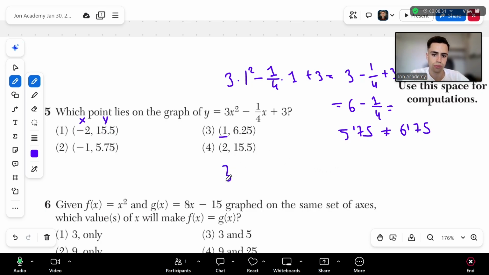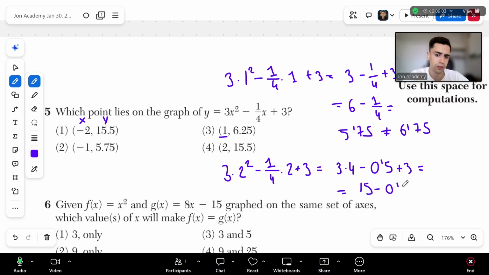So 3 times 2 squared minus 1/4 times 2 plus 3. So this is gonna be 3 times 9, no? No, so 3 times 4, sorry. Minus 1/4 times 2 is 1/2, so 0.5 we can write, plus 3. So this is gonna be 12 from here, plus 3 is 15. So 15 minus 0.5, no? Which is 14.5. So also didn't work.